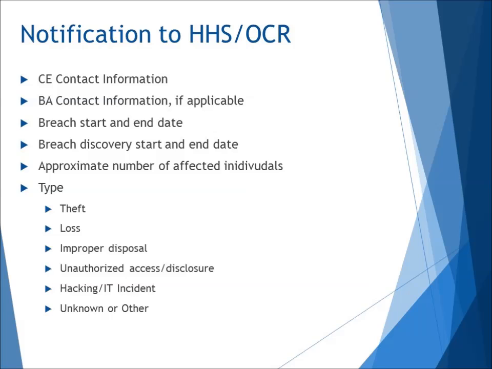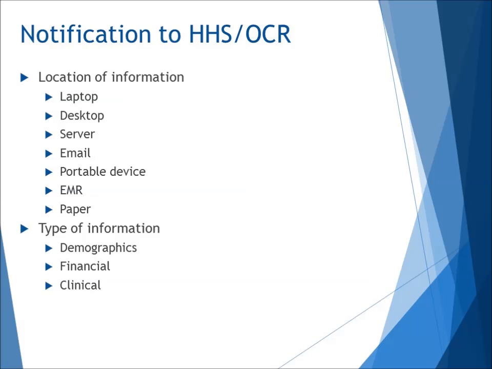You're going to have contact information for the covered entity, and if it's a business associate as well, the breach start and end date, the discovery start and end date, the approximate number of affected individuals, what type of breach was it? Was it a theft, loss, improper disposal, hacking incident? What location? Was it on a laptop, a portable device, electronic medical record? What type of information was included? Was it demographic information, financial, clinical?